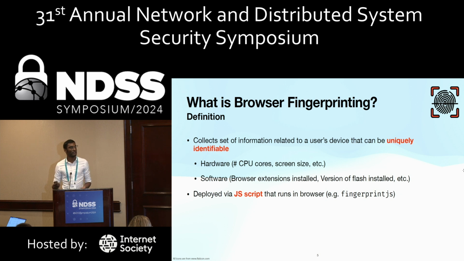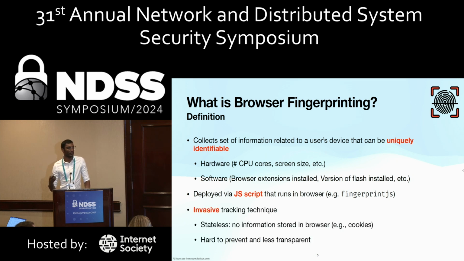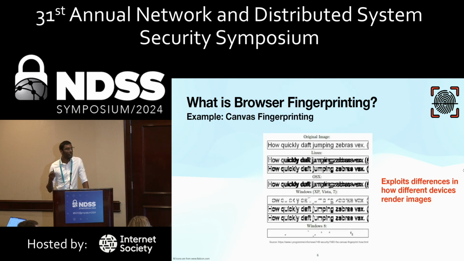Browser fingerprinting is typically deployed through a JavaScript program that runs in the browser and is commonly seen as an invasive tracking technique. This is because browser fingerprinting is stateless. Compared to cookies, no information is stored in the browser. This makes it hard to prevent and less transparent. There are many different kinds of browser fingerprinting techniques.